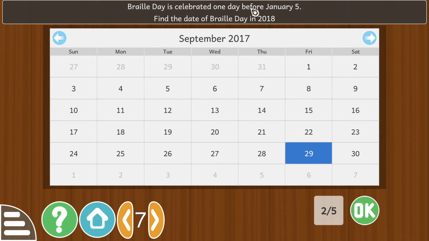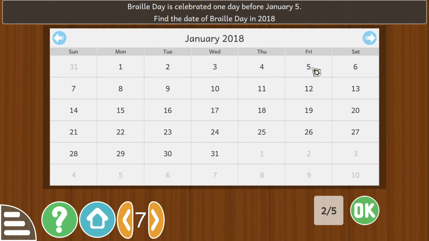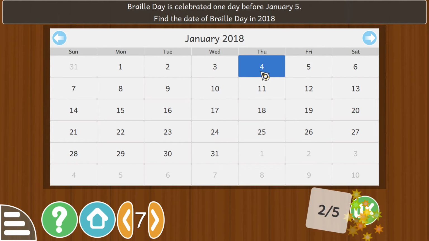Braille Day is celebrated a day before January 5. Find the date of Braille Day 2018. So January 5, one day before it, it's going to be January 4th.